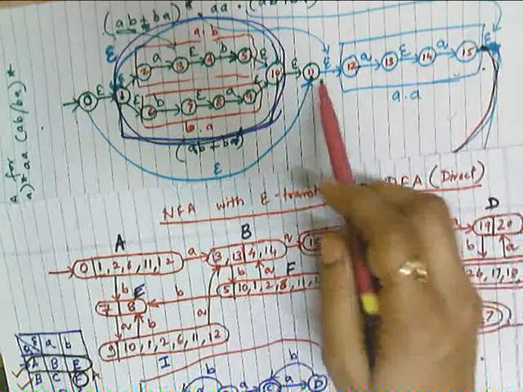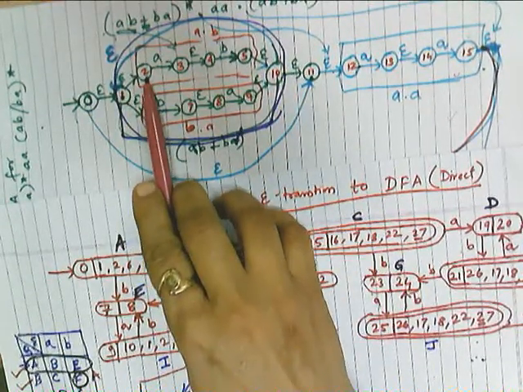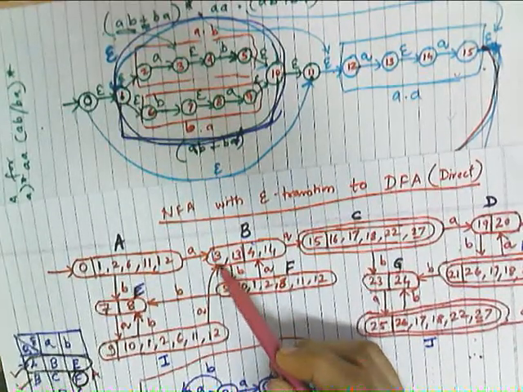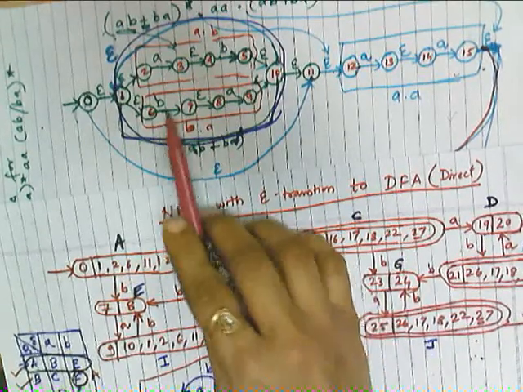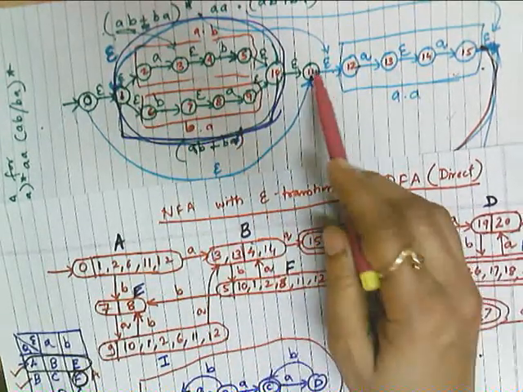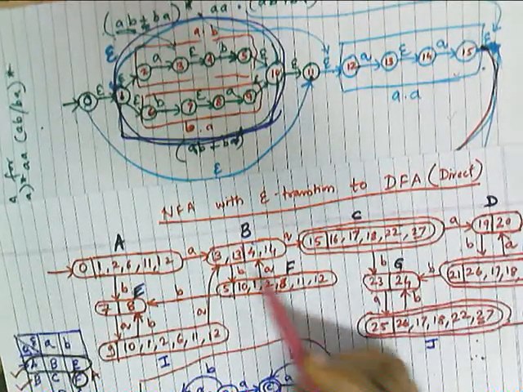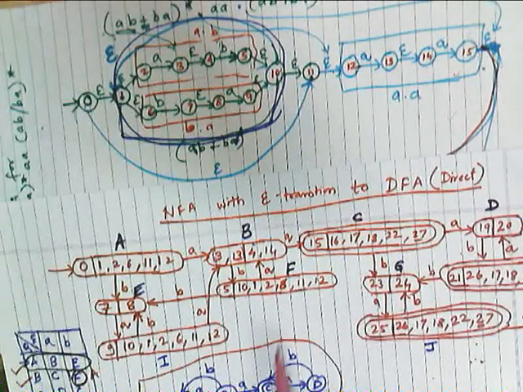So we had already the state, see here once again. 10 on A moves nowhere, then 1 on A moves nowhere, then 2 on A moves to 3, as well as 6 on A moves nowhere, 11 on A moves nowhere, and 12 on A moves to 13. Okay, so we are reaching the same states 3 and 13 which are already available with A.